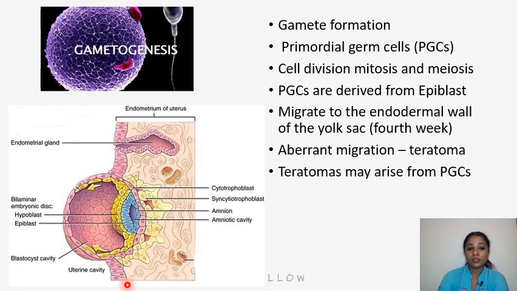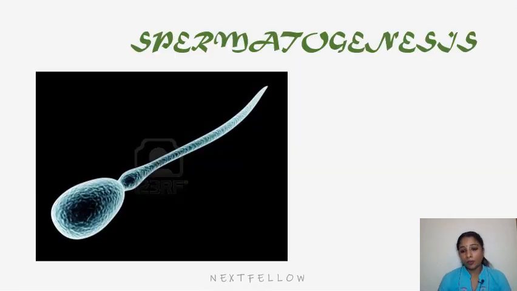Aberrant migration of these cells will lead to tumors called teratomas, and teratomas usually contain derivatives of all three germ layers, like skin, bone, teeth and gut tissue and so on. So that was about gametogenesis. Now we know what PGCs, primordial germ cells, are: the cells which give rise to male and female gonads. At that stage we cannot differentiate whether they are male or female.